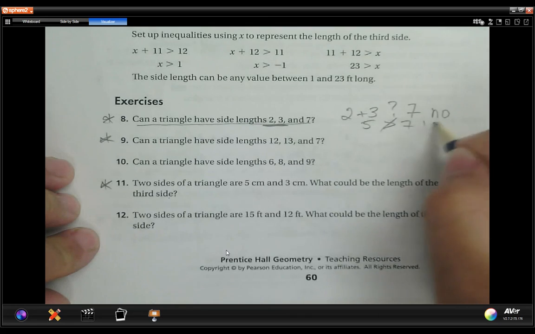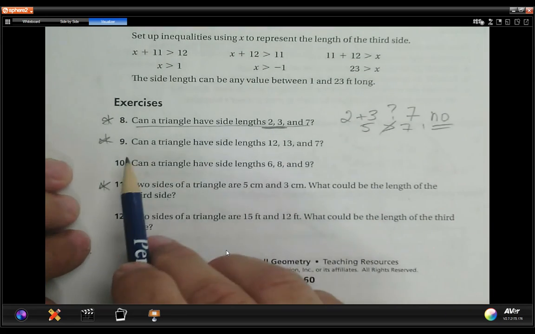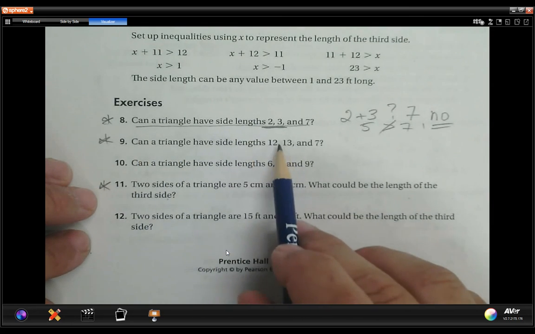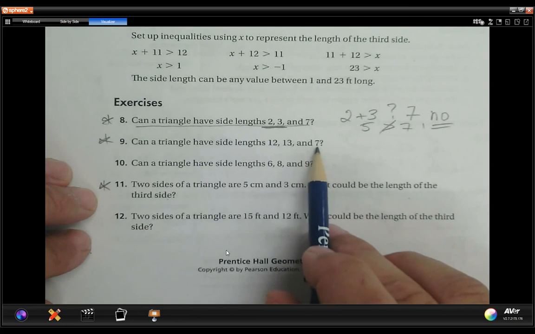Well, no, they can't, because there's no way that could make a triangle. Okay? Now for number 9, look at this. Can a triangle have side lengths of 12, 13, and 7? This is a little bit tricky the way they listed this out, okay?